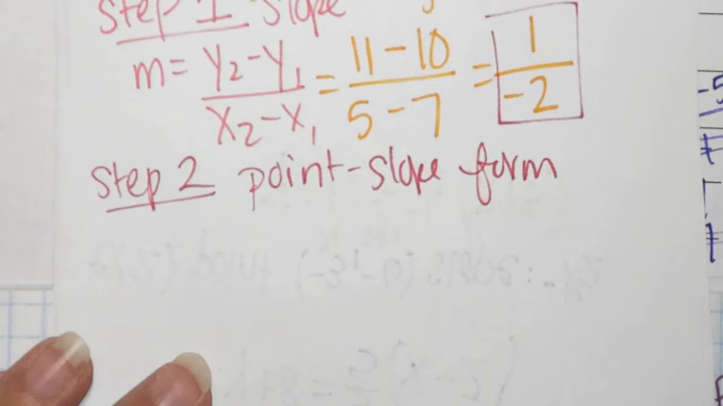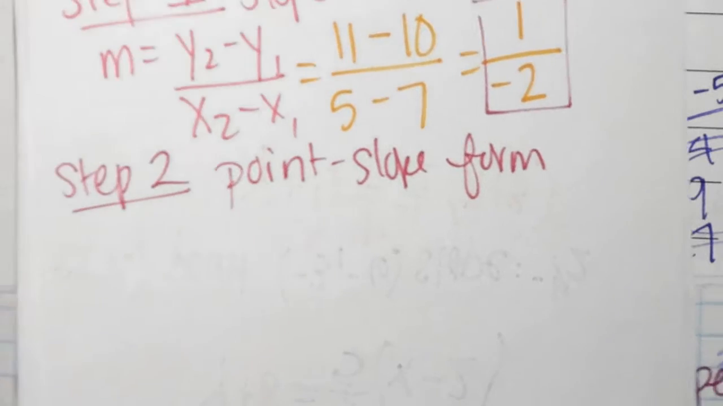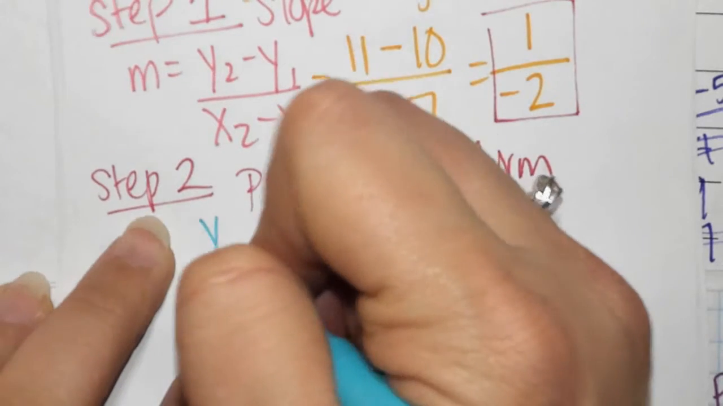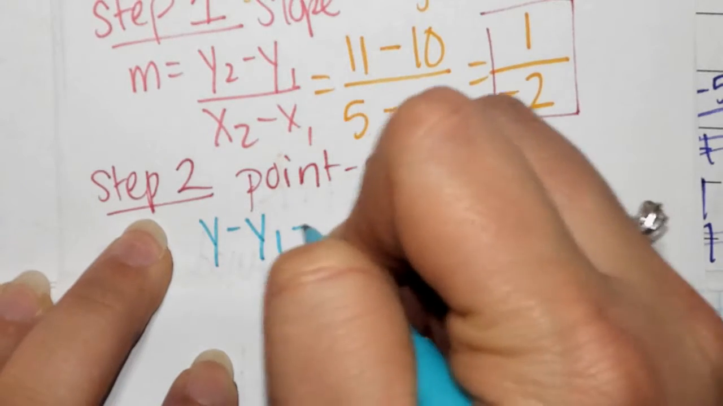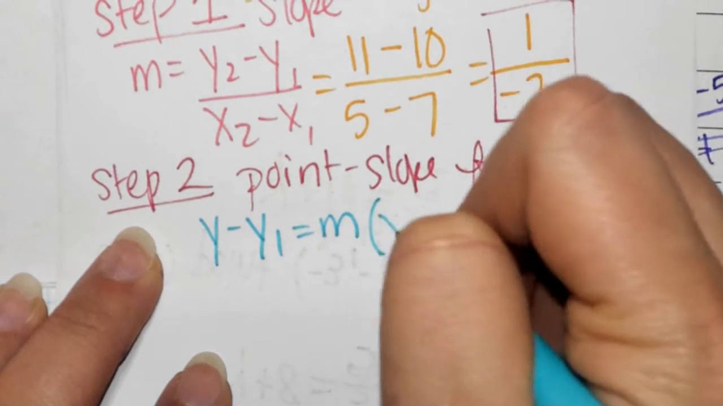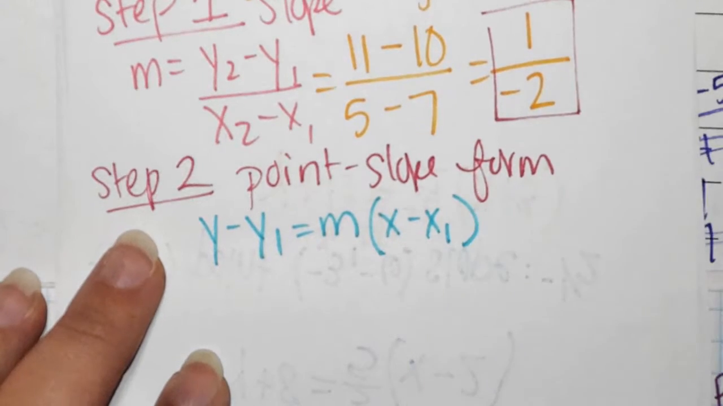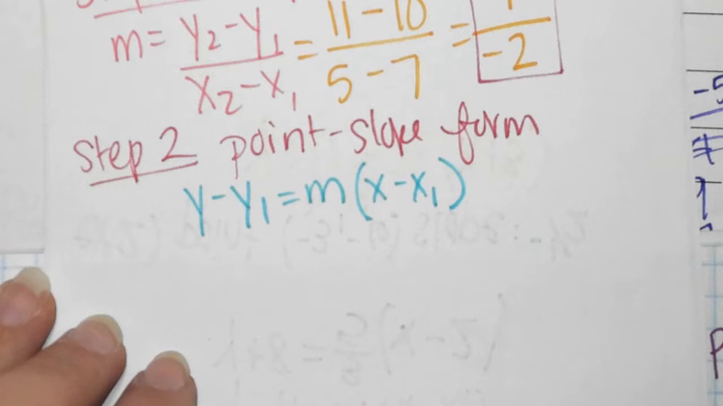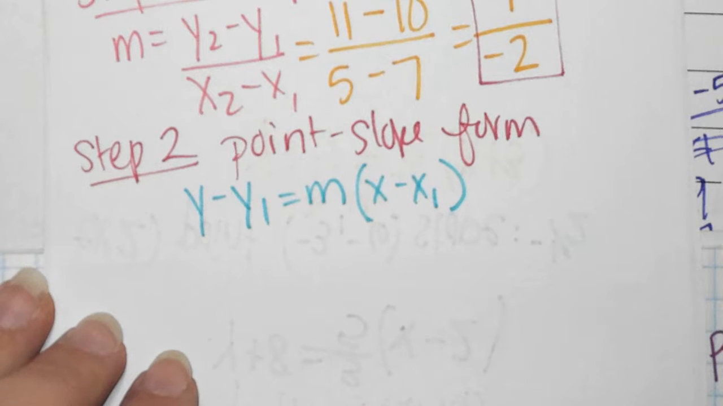All right, what is point slope form, Ava? Y minus y1 equals m parentheses x minus x1. Beautiful, thank you. All right, now which point are we going to use? Our first or second point? First.